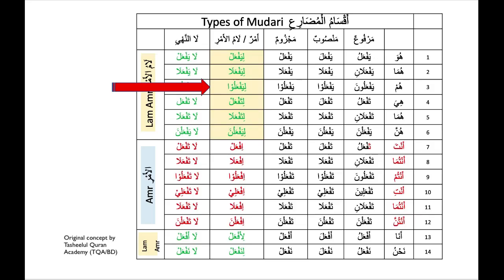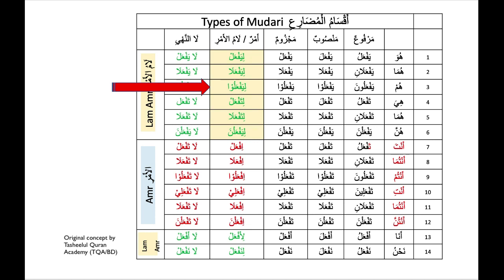If we want to address someone who is not here, the third person, what would you say? As we know, amr makes the last letter sukun. So for lamu amr, the same rule applies. Just li is added with yaf'al. Please note, amr means direct order. Lamu amr means indirect order to someone who is not present here. Third person or first person. And the meaning is should or let.